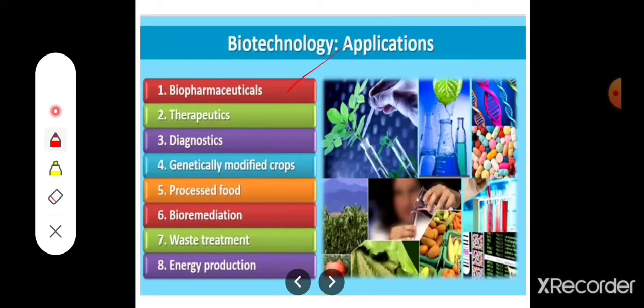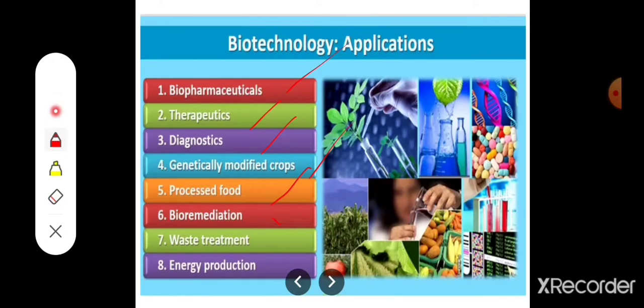Pharmaceuticals means it is the production of drugs, right? It is not used for biopharmaceuticals alone. It is used in therapeutics, that is for treatment, for diagnostic purposes, for genetically modified crops, and for producing processed food. I hope you know what processed food is, no? Cheese and butter, produced through large scale production, are processed foods, which can be used for a long time without getting spoiled.